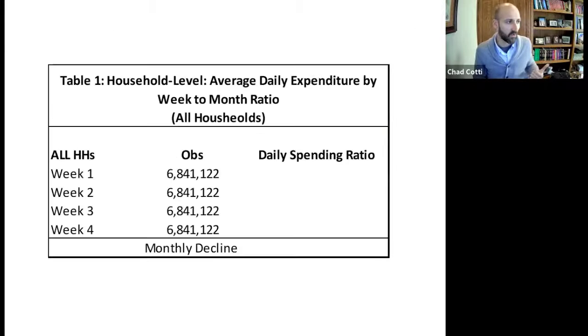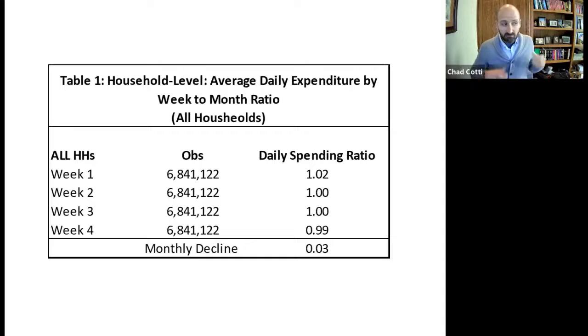And to give you a feel for this, this is just all the households. It's not SNAP households. It's all households in the whole NCP that we observe. On average, what was the spending ratio across all households in the first week of a calendar month relative to the second week, the third week, and the fourth week, as a ratio over monthly spending? And what we see here is, by and large, on average, households are pretty smooth, right? They spend about 2% more in the first week of the calendar month and about 1% less.